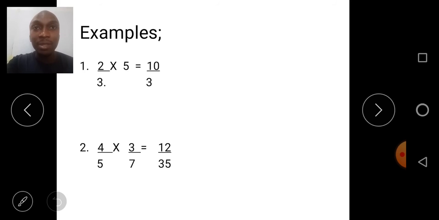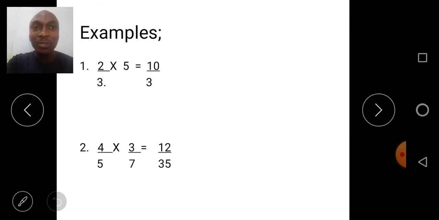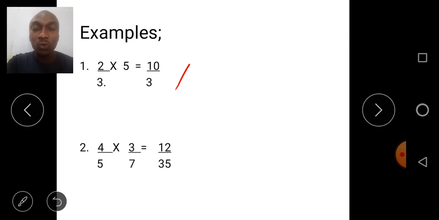Example number 1. Whenever you are multiplying fractions by whole numbers, right, you only multiply the numerator by the whole number. In this case, number 1, we have 2 over 3 times 5, right? So we only multiply 2 times 5, which is 10. Then 3, there's nothing here to multiply with, so it becomes 10 over 3. You just bring it down there. So 2 over 3 times 5 is 10 over 3.